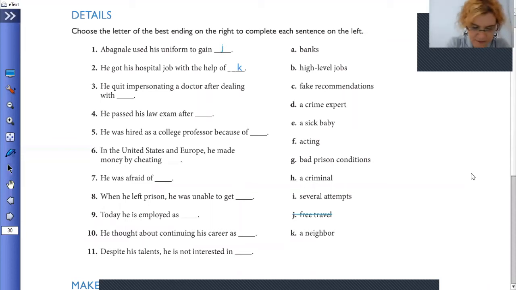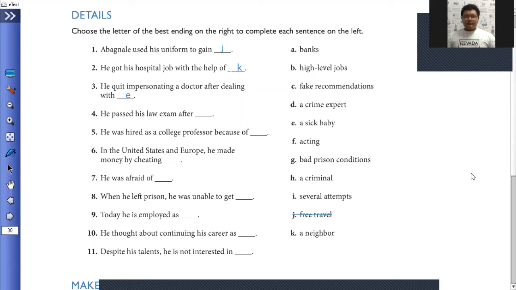Irene, Kania. He quit impersonating a doctor after dealing with a sick baby. E. Yeah, a sick baby. Very good. I think that scared him because he was afraid that the kid would die. So he thought, I shouldn't be doing this. But he was not even a doctor. Can you imagine that? He was just impersonating. Impersonating means that you are pretending to be someone you're not. So that's super illegal and super dangerous, right? Okay, 4, I'm going to ask Clarence Raphael.